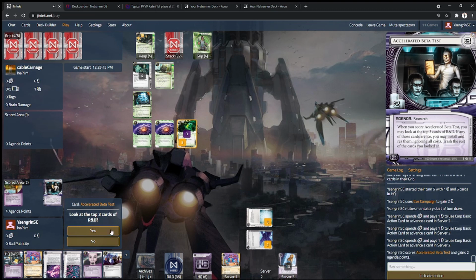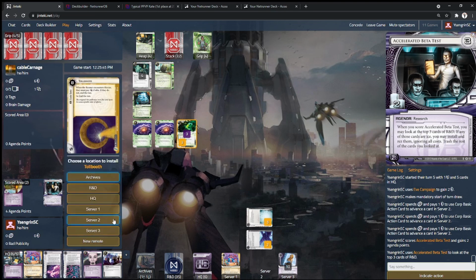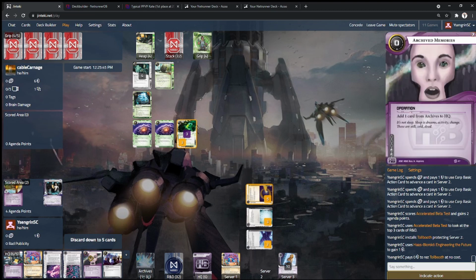What do we get? Eve campaign. We get a toll booth. Just put that on server 2, you think? Either there or R&D, isn't it? But I guess server 2 is better and we can put something cheap on R&D. Server 2 maximizes our discount, doesn't it? Yep.